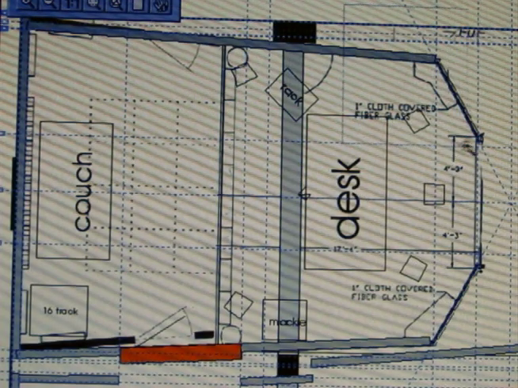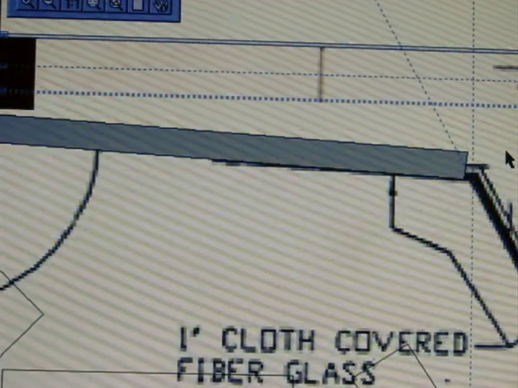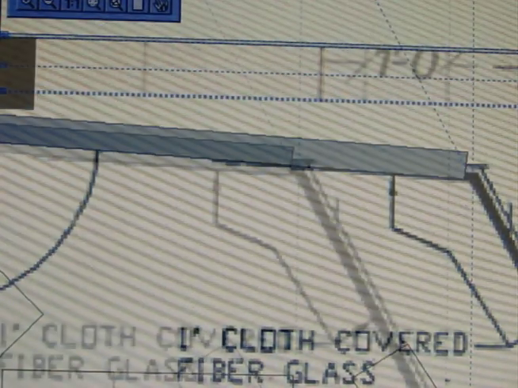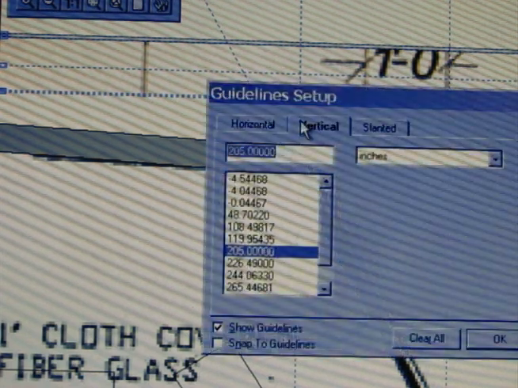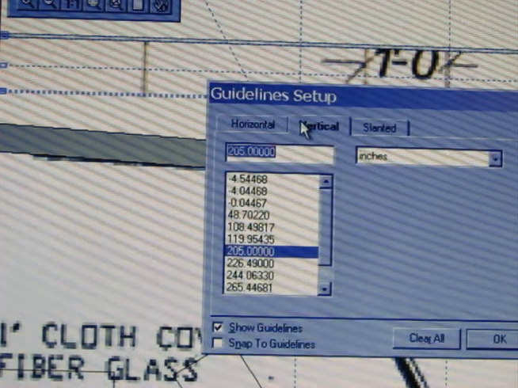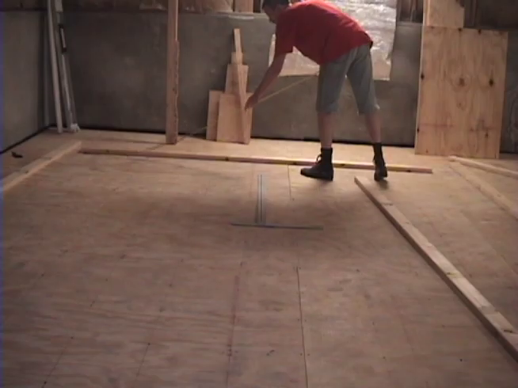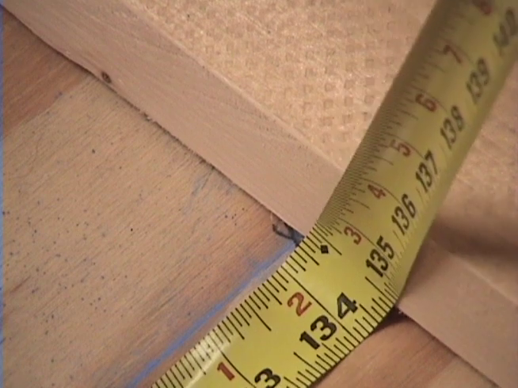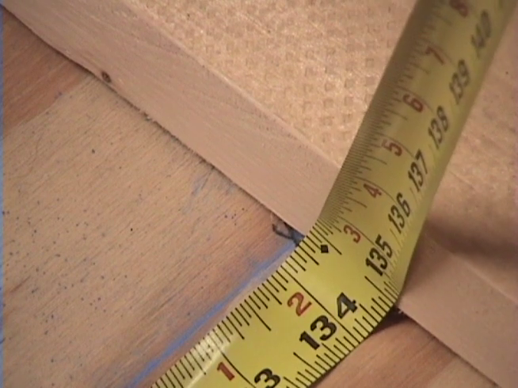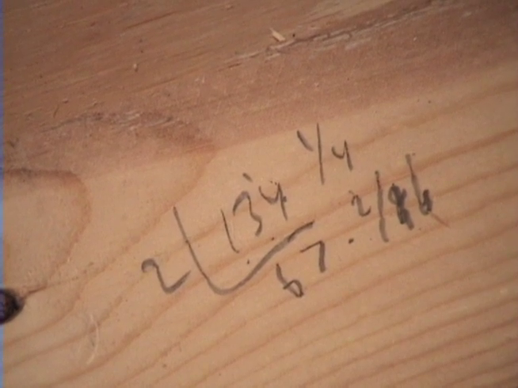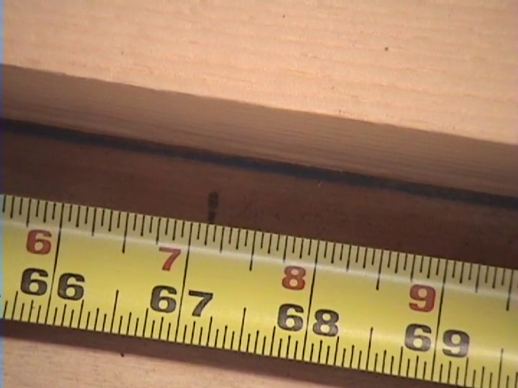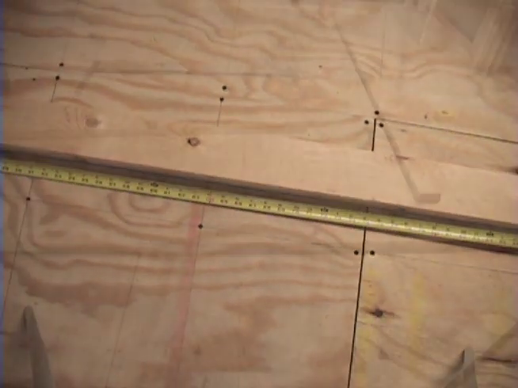Next, we have to find our front wall angle. So we go back to our design and update the angles and measurements. And we can see that the angle we need for the front wall starts at 205 inches from the back wall. Next, we find the center of the front wall. In my design, the front wall measures 134.25 inches. Divided by 2 is 67 2/16. Measure that out, and that is the center of the front wall.